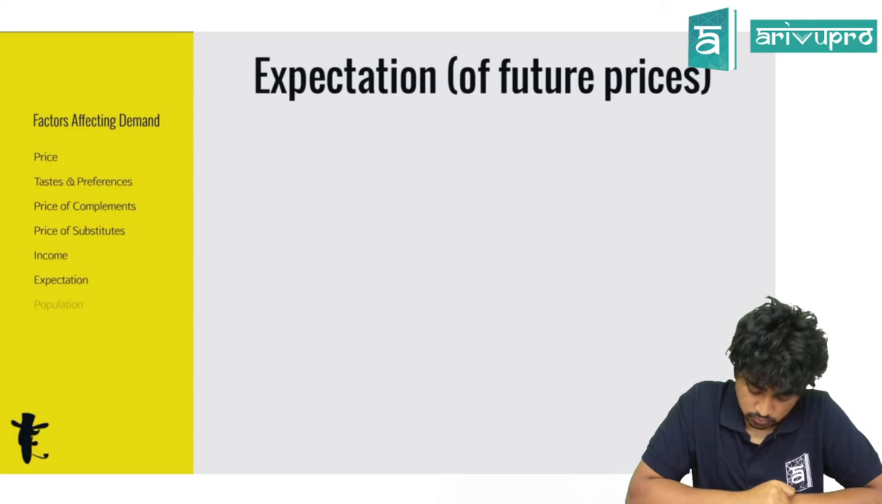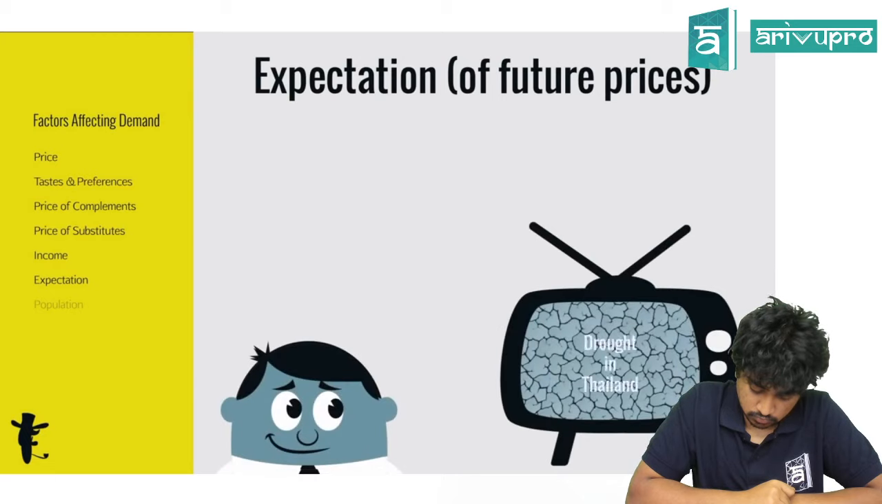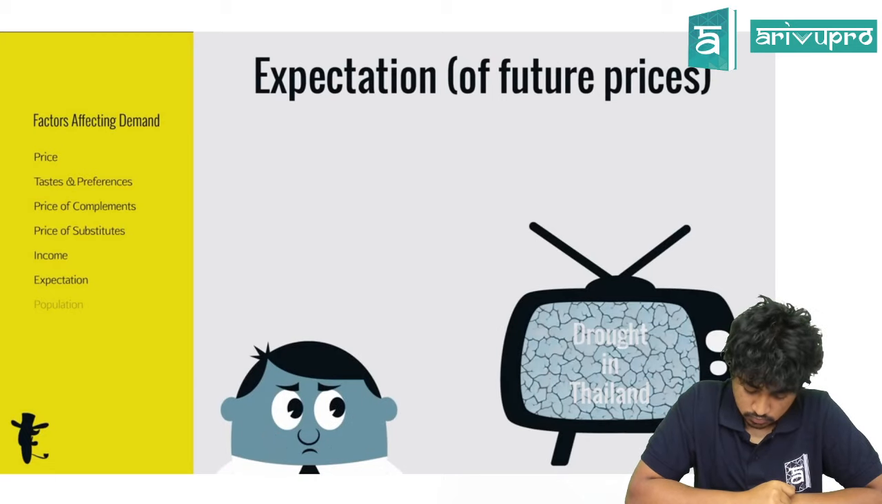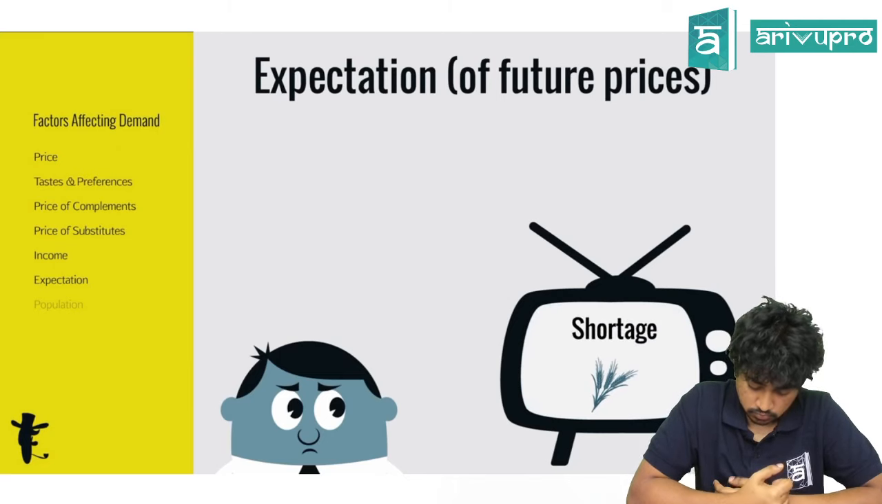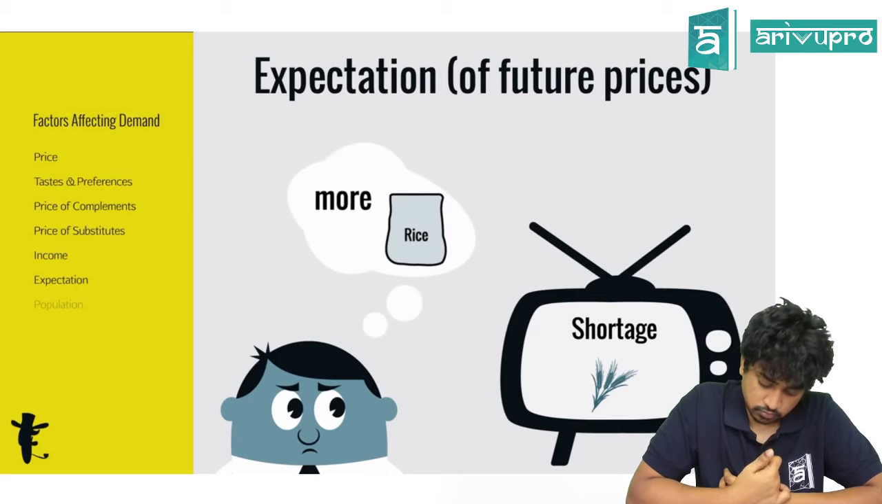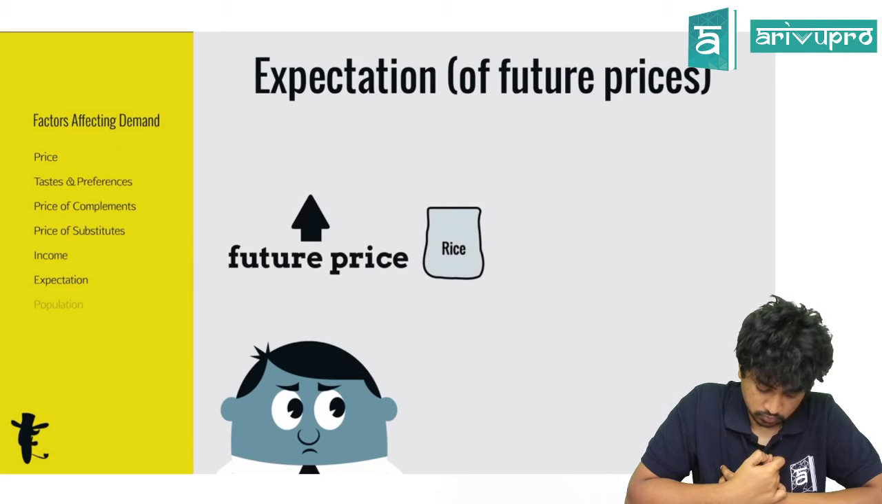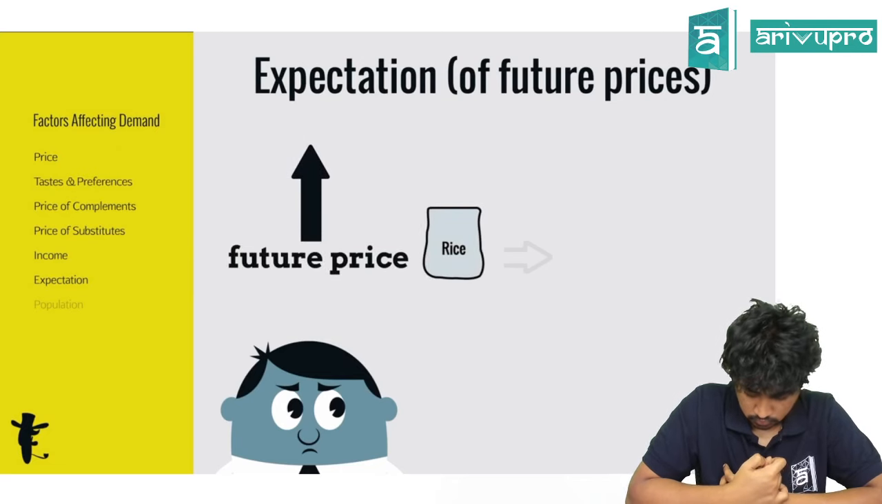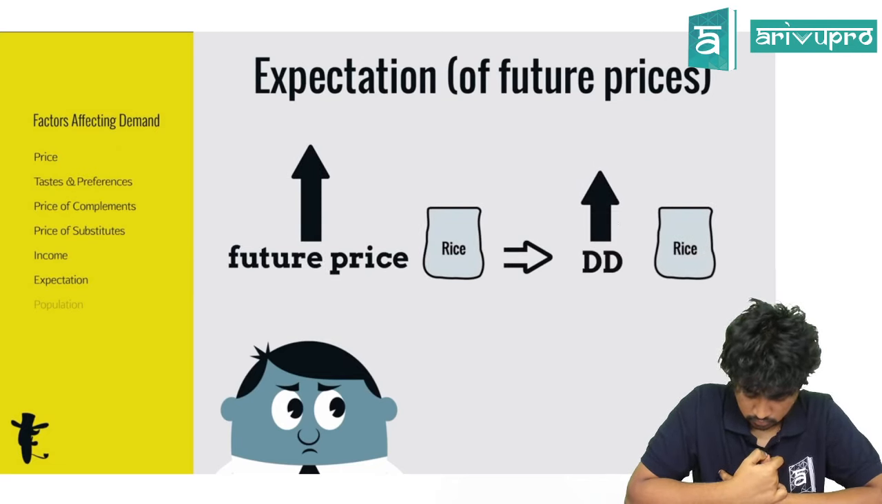Expectation of prices. There's a drought going on in Thailand. Shortage of rice in the near future is expected. No rice? Man, I think the price of rice is going to increase. Better go buy and stock up some rice now. So if you think future prices of rice will increase, our demand for rice today increases.